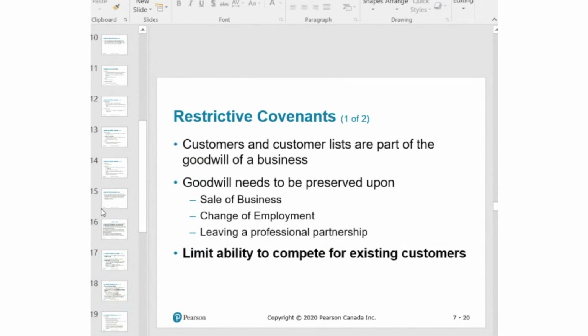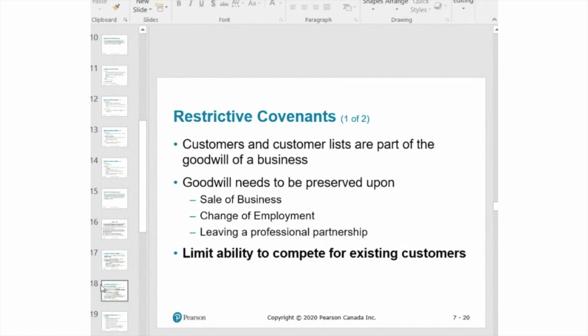All right. So the next topic is related to restrictive covenants. Restrictive covenants, they are restrictions. They are clauses or sections in a contract that restrict one of the parties to do something. And then you could be thinking, how could this be?